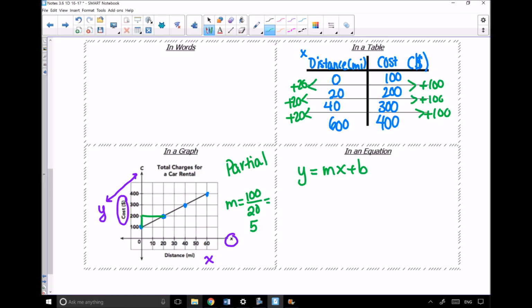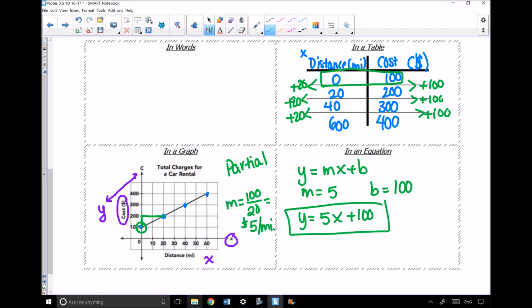But remember, we need to know this is 5 what? Our constant rate of change is $5 per mile. Okay, so we're going to say it's $5 per mile right here. So we're going to say that our m is 5, but what's our b? What's our initial amount? Well, I can find it from my chart right here, or I can just find it from my graph. When x is 0, y is 100. Right here, it starts on the y-axis at 100, so my b value is 100. So therefore, I can say y equals 5x plus 100.